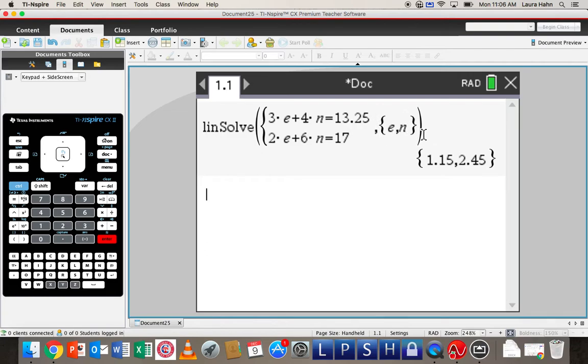So you pay attention to this part right here. However you type your variables in is how it's going to spit out your answers. So it's going to be envelopes, comma, the notebook paper. So this is how much the envelopes cost, and this is how much the notebook paper cost. So I'm going to go ahead and write that. So the envelopes cost $1.15. So I know my envelopes cost $1.15 each, and the notebook paper costs $2.45.